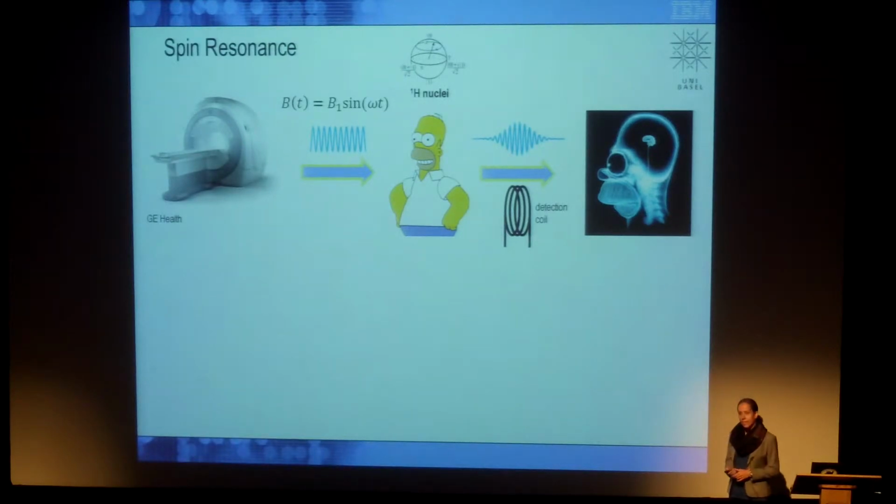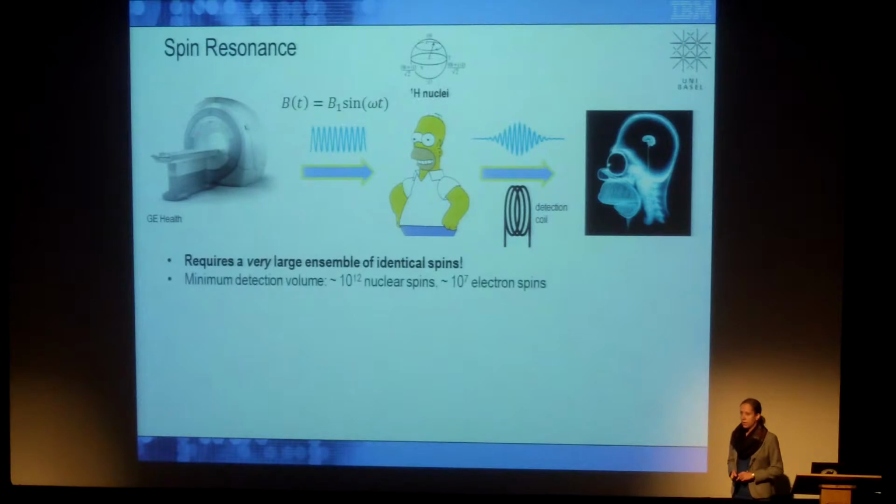Now, a technique like this uses a very large ensemble of identical spins. For nuclear spins, this is typically about 10^12 to 10^15 nuclear spins that you use to get a good signal. For electron spin resonance, it's about 10^7 electrons that you need. Today I want to show you something where you can do it on a single spin.